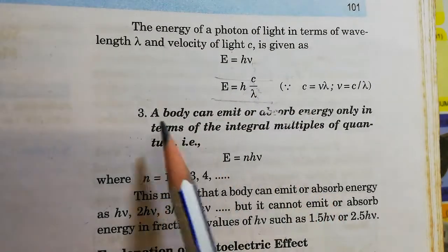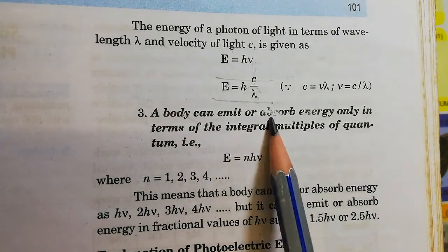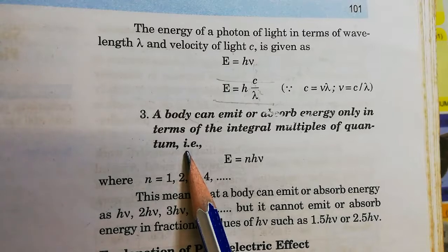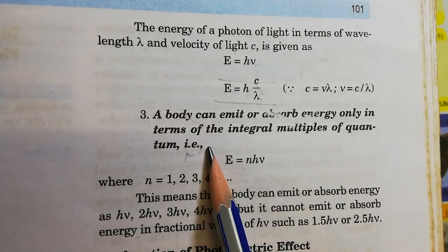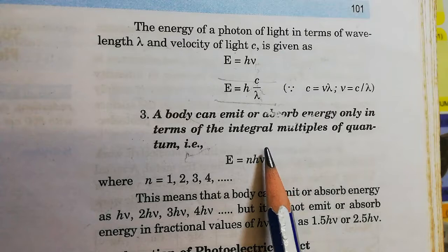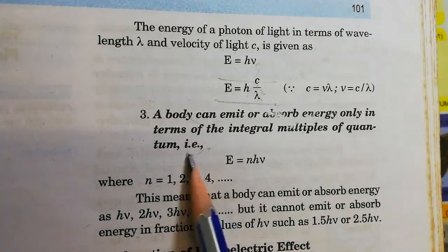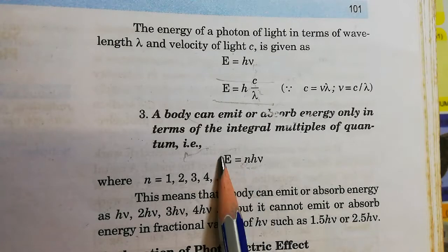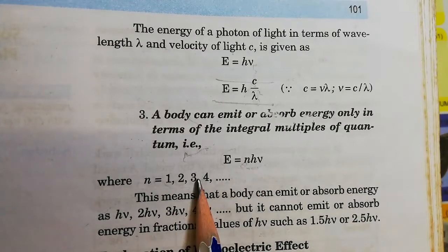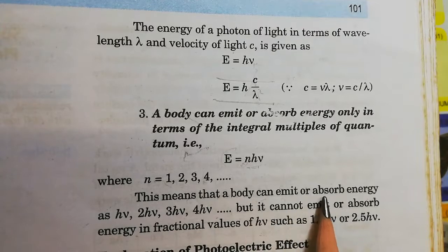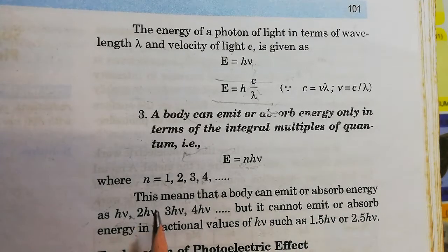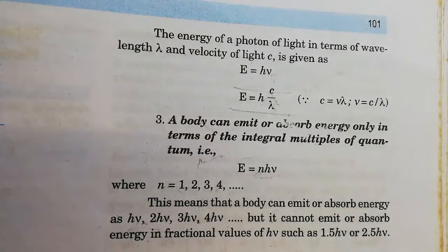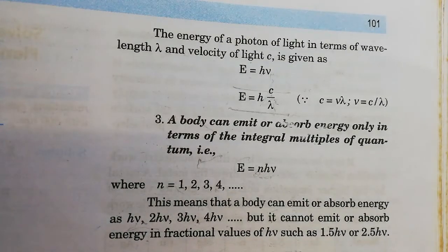Then number 3: a body can emit or absorb energy only in terms of integral multiples of a quantum. That means wherever a certain amount of energy is released or absorbed, it must be an integral multiple of a certain number of quanta. So n number of quanta can be there for a certain amount of energy, and n must be a whole number. So a body can emit or absorb energy as h nu, 2h nu, 3h nu, like this. These are the main 3 points regarding Planck's quantum theory.